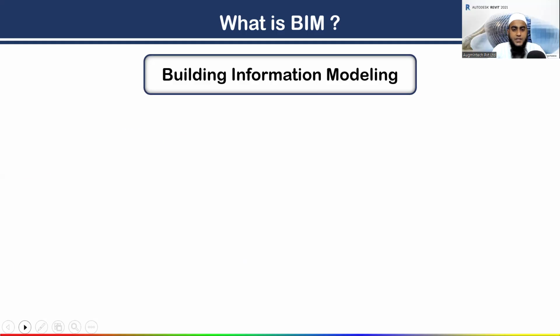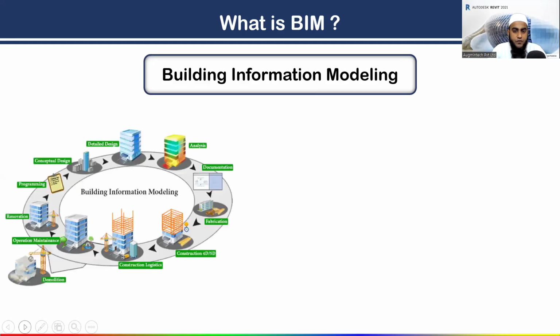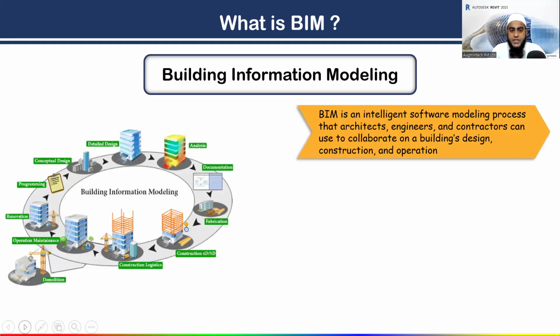Now see, what is actually building information modeling? It is given here that BIM is an intelligent software modeling process. Here you have to remember one thing: BIM is not a software. BIM is a process. Under BIM, we have different software like Revit. Revit is one of the BIM software. In the same way, ArchiCAD, Tekla, BIM 360, Navisworks, and many others are all BIM software.